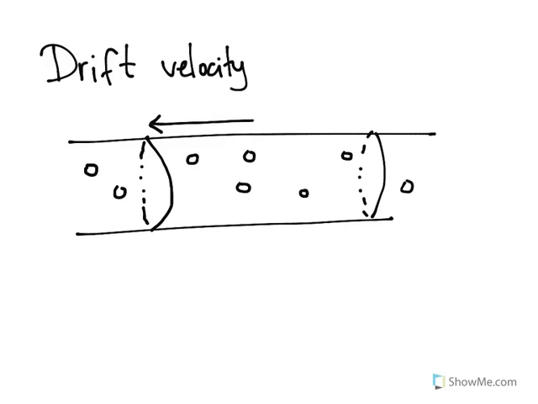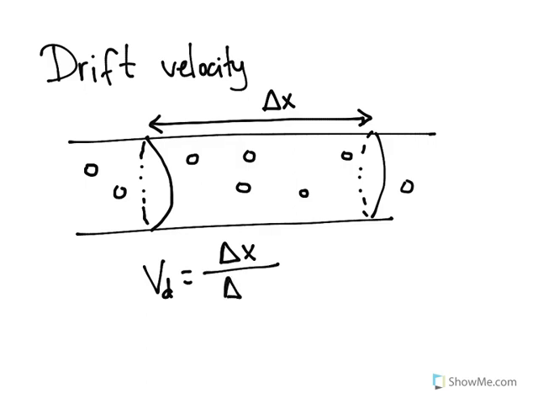So if we imagine that the charges are going to be moving a certain distance x in a certain time, well, the drift velocity is going to be equal to the amount of distance that is going to be covered in a certain time. Of course, this is if we imagine that these charges are moving in a straight line, which they are not, but on average we can say that they are moving in a straight line.